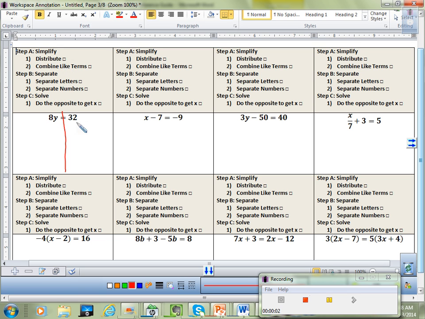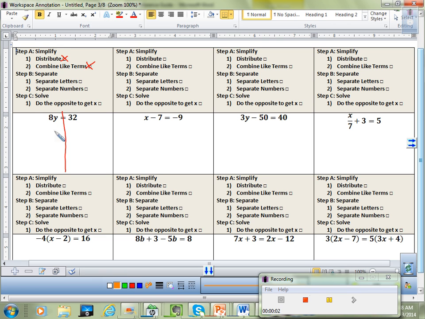Can I distribute? No, there's no group. So go ahead and put an X through distribute. Means I don't have to do that step. It's already been done. Can I combine like terms on the left? Can I combine like terms on the right? No, there's only one term. There's nothing to combine. So put an X. I don't have to do that step.